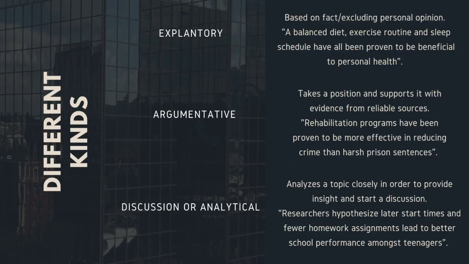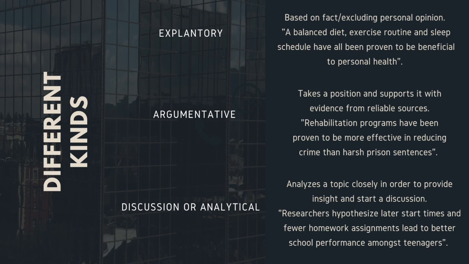There are several different kinds of thesis statements in academic writing. Let's take a look first at the top one, explanatory. Explanatory thesis statements are based on fact and they exclude personal opinion. For example, a balanced diet, exercise routine, and sleep schedule have all been proven to be beneficial to personal health. This is not the opinion of the author, but it is an idea that came from research that is shown based on statistics and facts versus personal opinion.